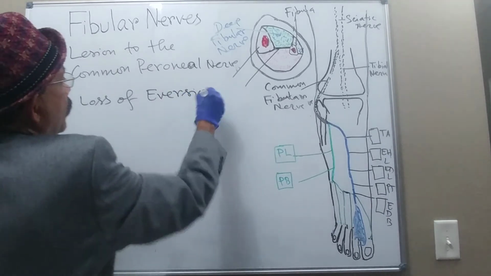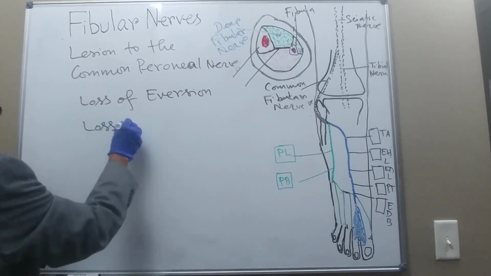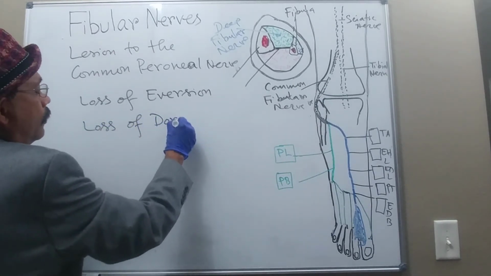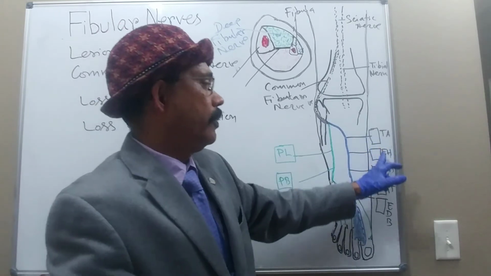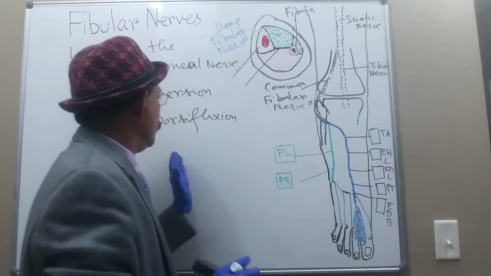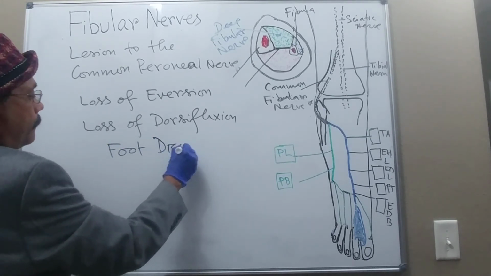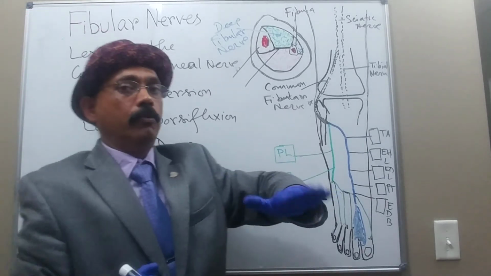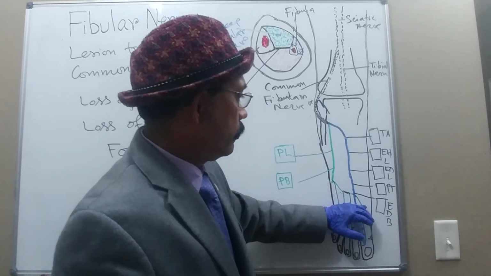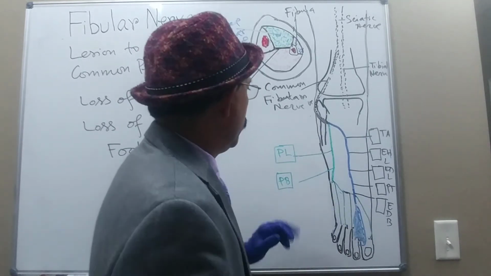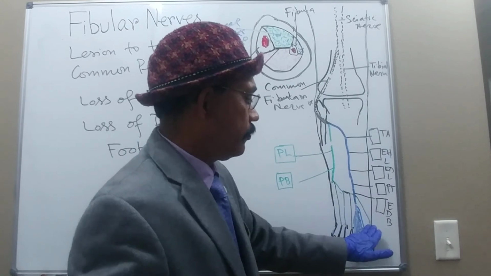Eversion is taking place at the subtalar joint. There is also loss of dorsiflexion, which is done by these muscles. So then we'll get the condition called foot drop, because the person cannot dorsiflex the foot, and certainly loss of cutaneous sensation on the dorsum of the foot. If only the superficial peroneal nerve is damaged, then there is loss of eversion plus loss of sensation here.